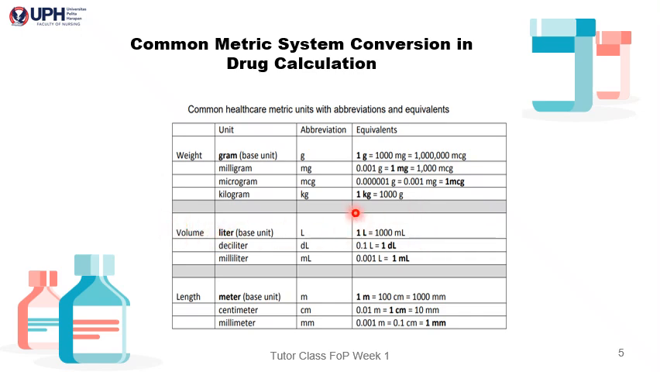The same goes with liter as a volume. So you have 1 liter, which is 1000 milliliters, and you have deciliters and milliliters. And with length, we have meter. So 1 meter is 100 centimeters, and it's 1000 millimeters. And 1 centimeter is equal to 10 millimeters, and 0.1 centimeter is equal to 1 millimeter.